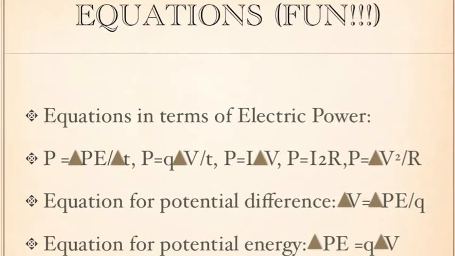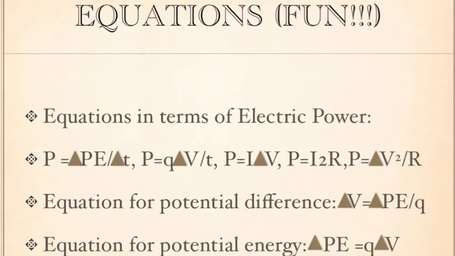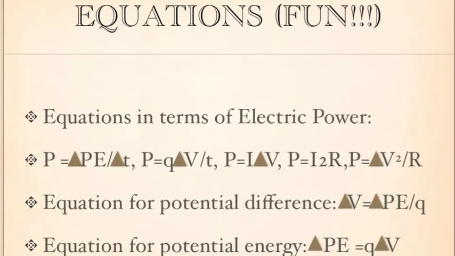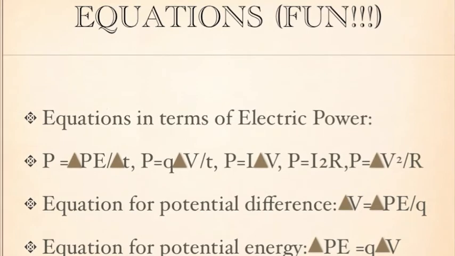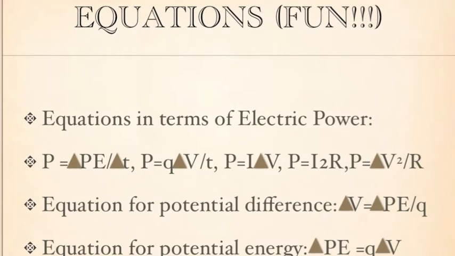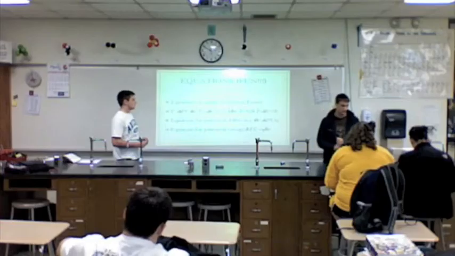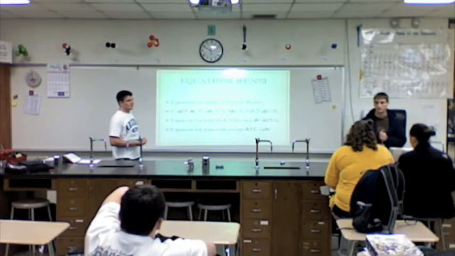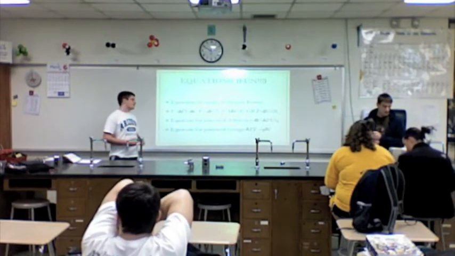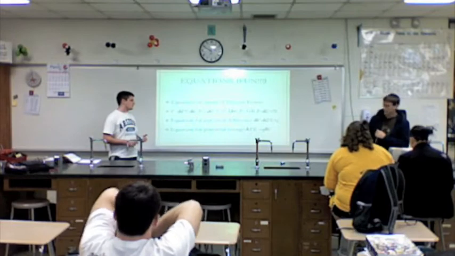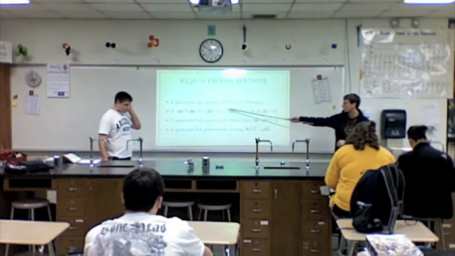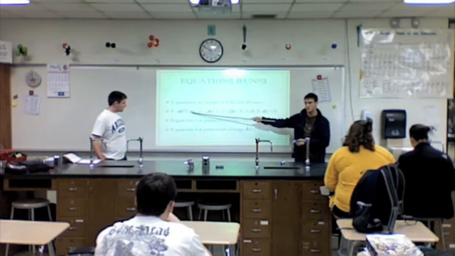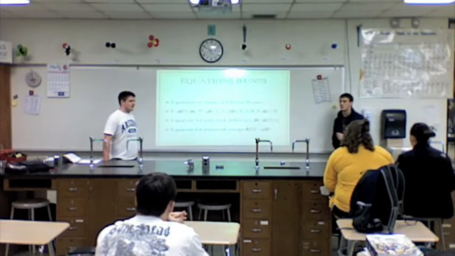The equation for potential difference is change in V is change in potential energy divided by the charge. And the equation for potential energy is Q times potential difference. So there's a lot of different ways of thinking of power and calculating power. If you look at it, the potential energy, you can take this stuff and plug it in. Like back here, if you know these ones, you can take what you do know and plug them in.